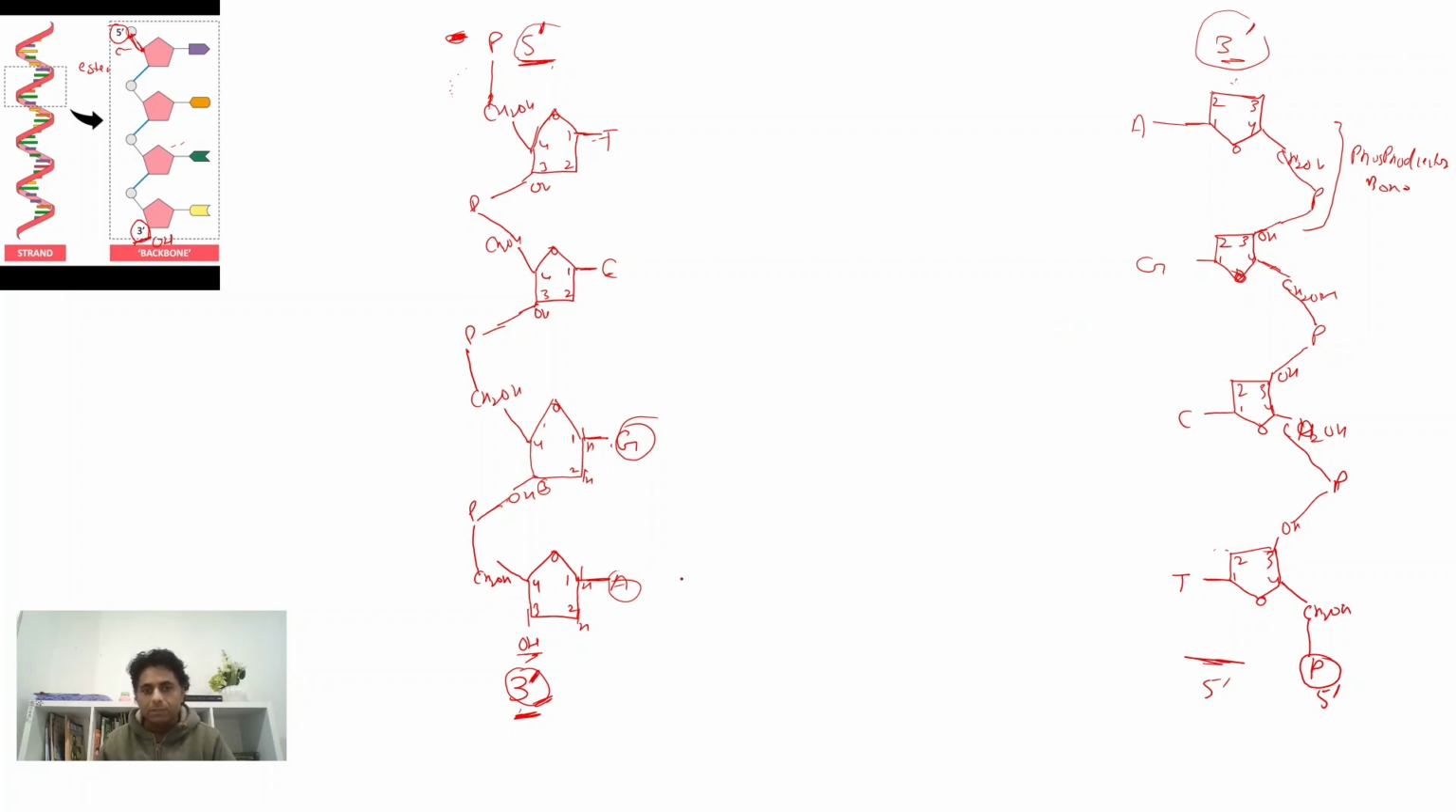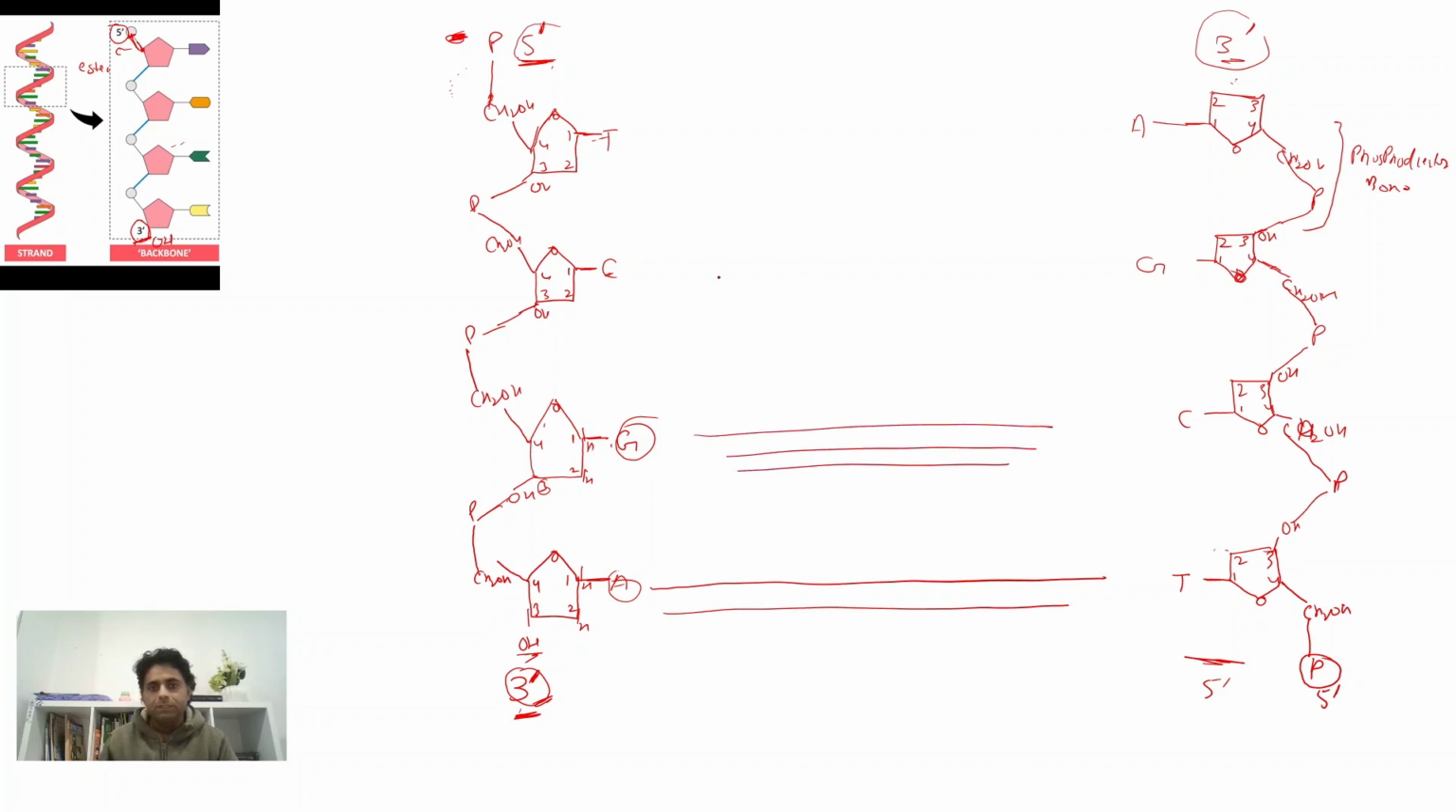Let's draw the bonding. A and T have a double hydrogen bond, G and C have a triple hydrogen bond, C and G have a triple hydrogen bond, A and T have a double hydrogen bond. Okay, so this is the whole structure of the DNA. Now we are into the structure of DNA strands.